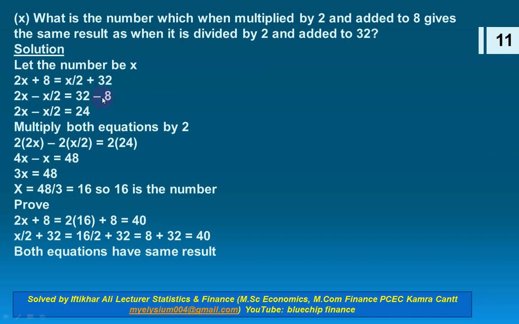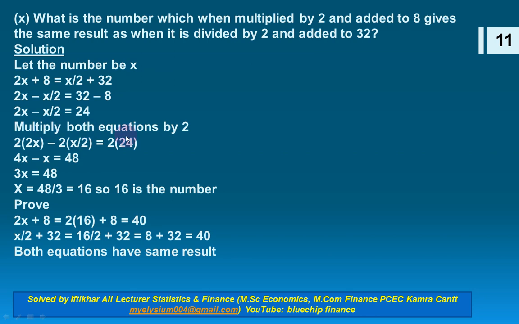So now we simply solve it: we take the variable to the left side and the constant to the right side. So 2x, when plus x/2 goes to the other side, it becomes minus x/2 equals 32, and this plus 8 becomes minus 8 when it goes to the other side of the equation. So 2x minus x/2 equals 24.